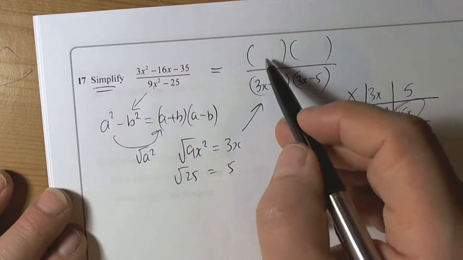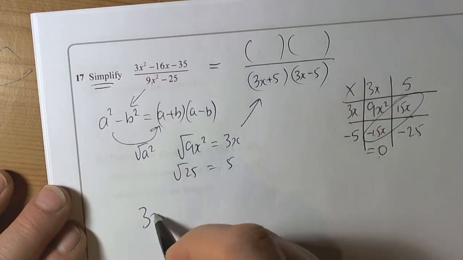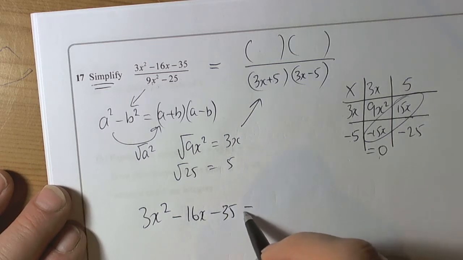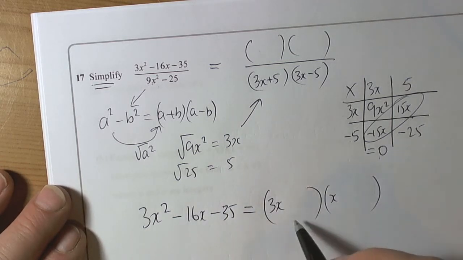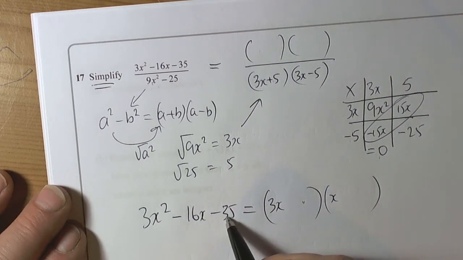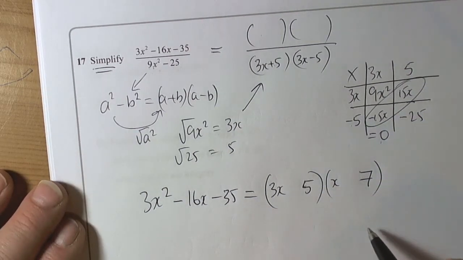The top part, well, we know it's got to be one of these brackets. So we know that for 3x squared, take away 16x, take away 35, we know it's got to equal 3x and x. And all we've got to decide is, is it plus 5 or minus 5. Well, we know this is going to be 5, 5 times what gives us 35? 7. So we know that has to be 7, and we know this has to be 5.